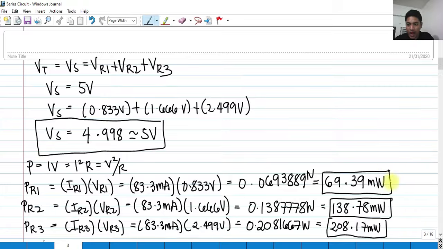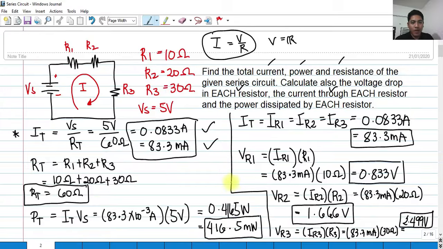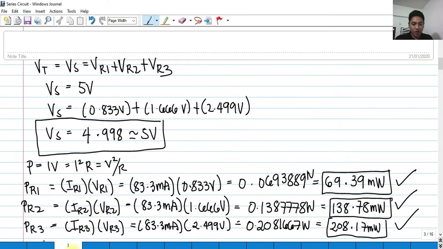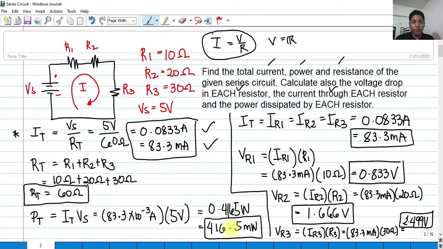If we add these three powers, P R1, P R2, and P R3, we will get 416.5 milliwatts, approximately equal to that because we have rounded off some values. If we add these three, it's 416.34, where in here we have 0.5. It's a little discrepancy, but still it's near to 416.5. So that's how you solve some basic series circuits.